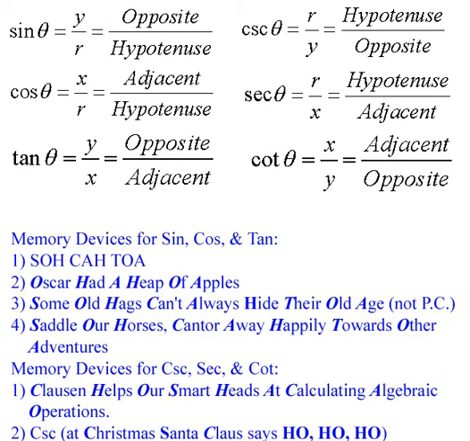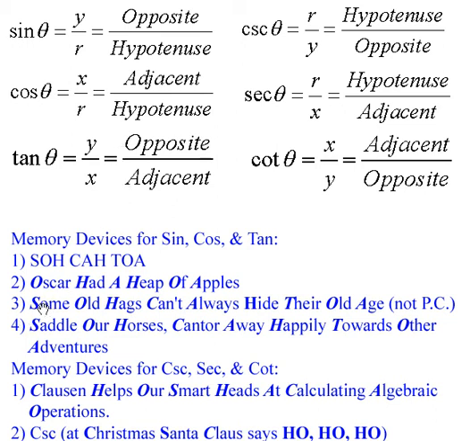And so I have a few little memory devices for you that may help. For sine, cosine, and tangent, some students like the SOHCAHTOA. Sine is opposite over hypotenuse, cosine is adjacent over hypotenuse, and tangent is opposite over adjacent. This is one I learned in school. Oscar had a heap of apples. If you look at sine, cosine, and tangent, it's OH, Oscar had AH, a heap, OA, of apples.